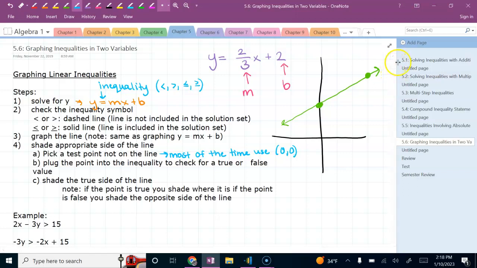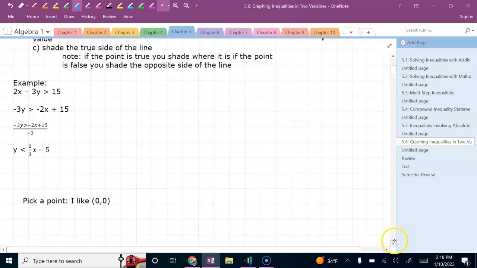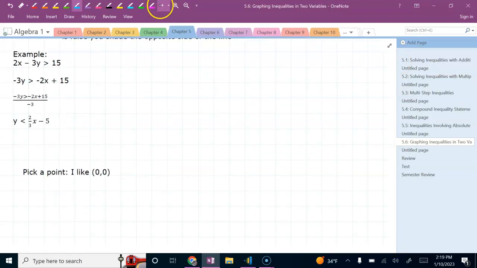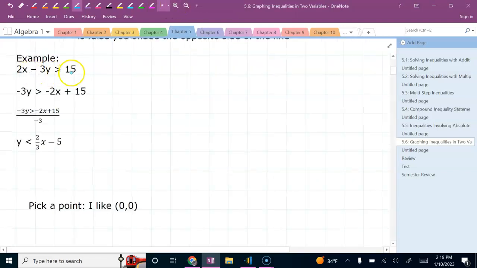Let's take a look at this example so you can see exactly how this is going to work. For this first one, they don't have it written in slope-intercept form. We've got 2x minus 3y is greater than 15. So the first thing I need to do is solve for y. I need to rewrite this. You've done this before when you were solving equations, like if you were written in point-slope form or standard form and we had to get it into slope-intercept form. You have to solve for y. You have to get that y term by itself. So the first thing they did down here is subtract that 2x.